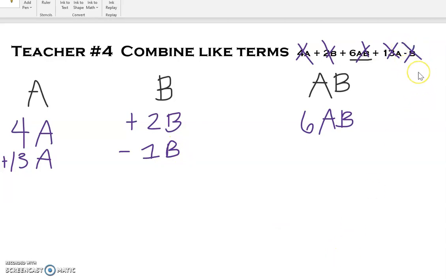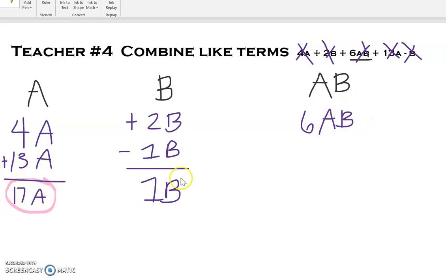So now that they're sorted, again, I'm going to combine each separate column. So for A, I have 4 plus 13 will give me 17A. For B, I have 2 minus 1, which will leave me with 1B. And the 6AB is the only one in that category, so that stays the same. And so I'm going to circle those pieces.